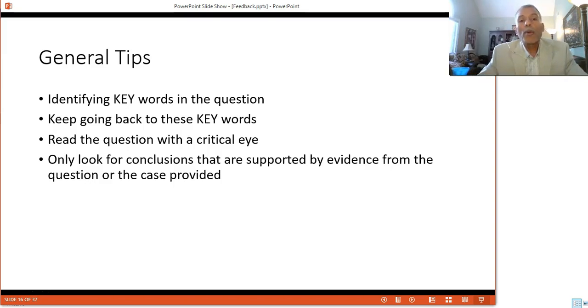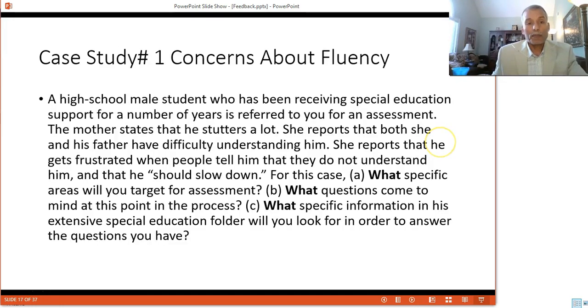You are going to go back as you continue explaining. You have to go back to the case and read it again. You look at the cues again. You read the questions about the case with a critical eye. Again, look for conclusions that are supported by evidence from the case and from the questions. So let's see.